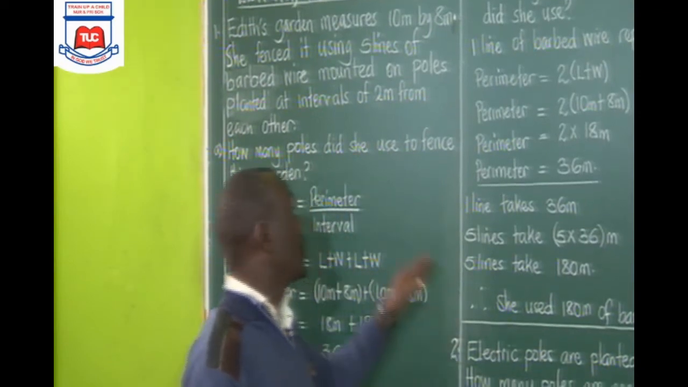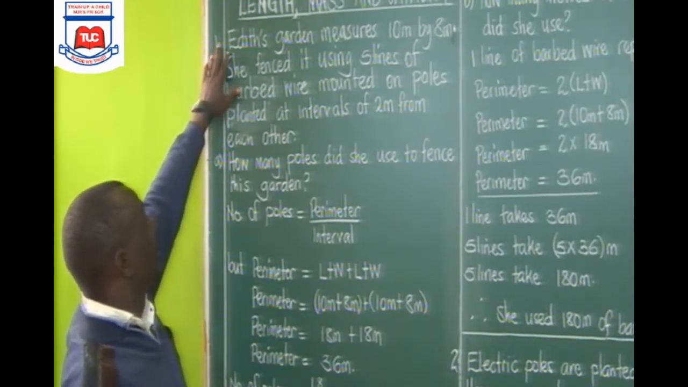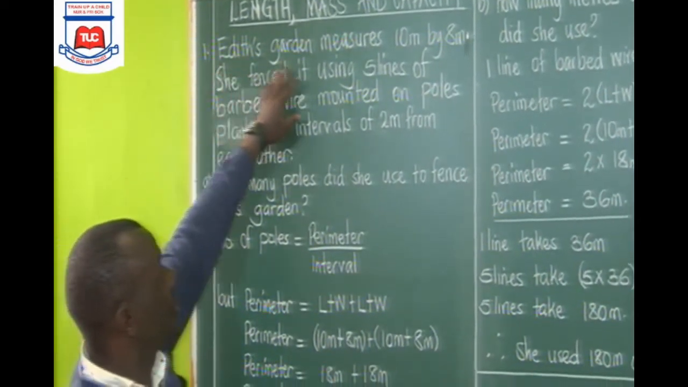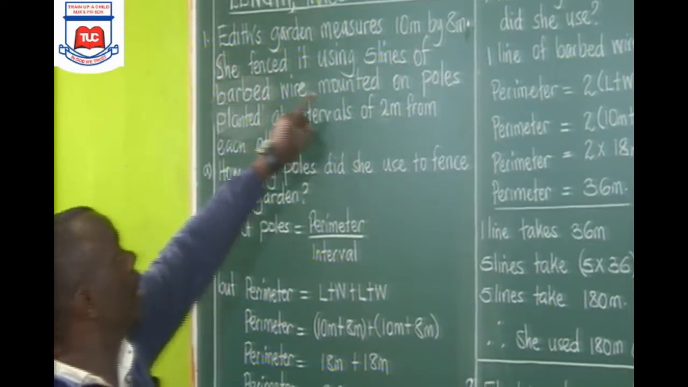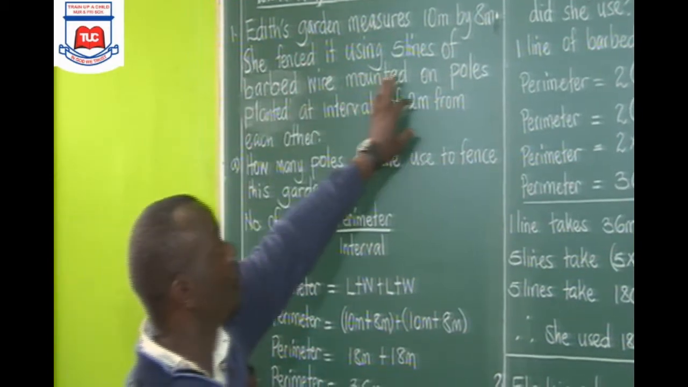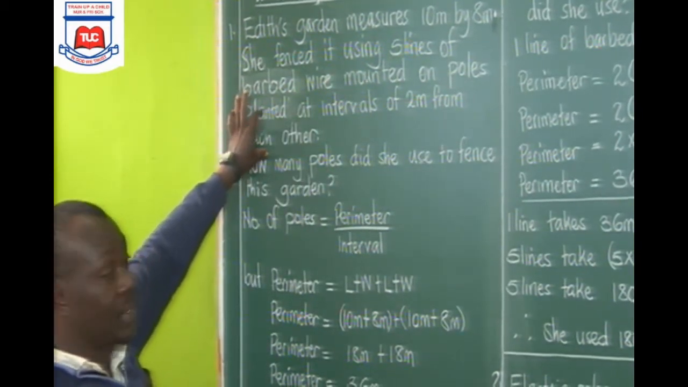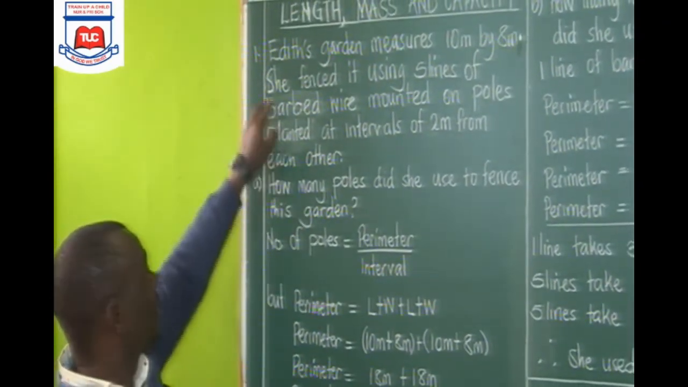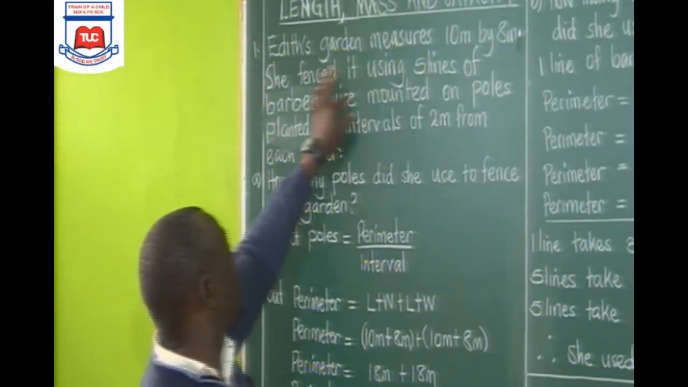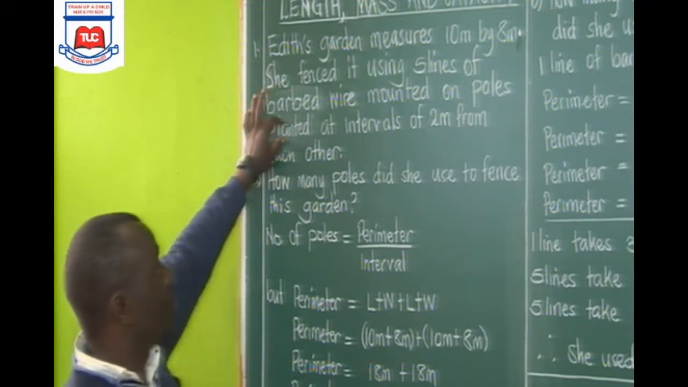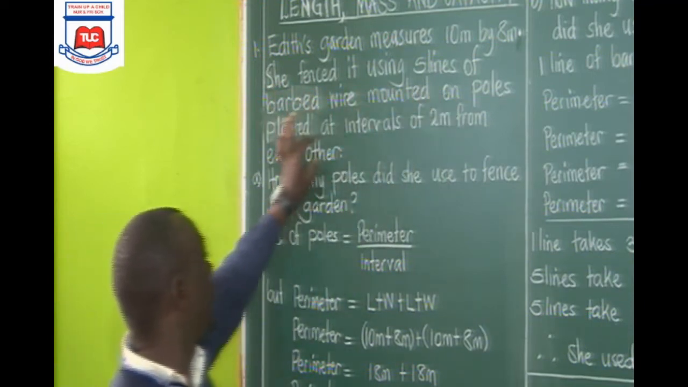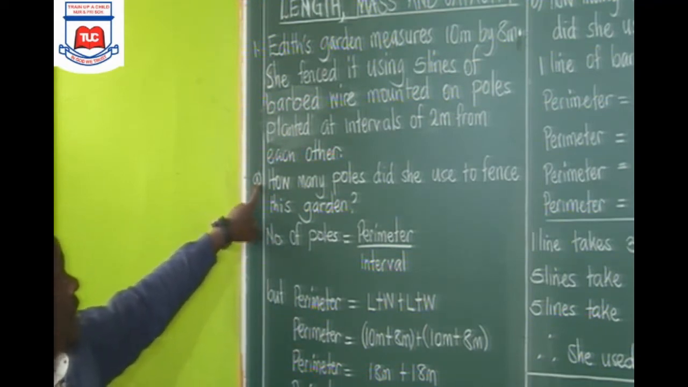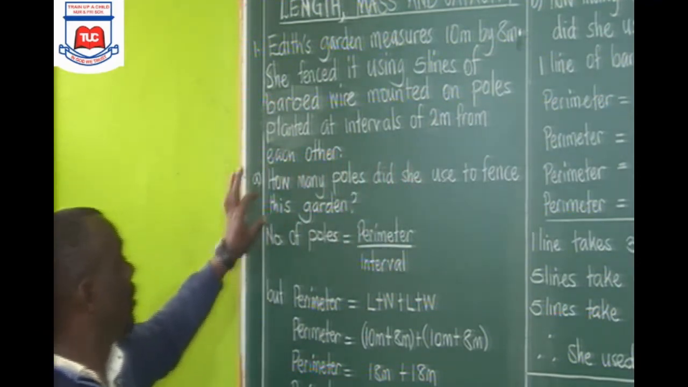So the example number 1 today reads, Edith's garden measures 10 meters by 8 meters. She fenced it using 5 lines of barbed wire mounted on poles planted at intervals of 2 meters from each other. To read again, Edith's garden measures 10 meters by 8 meters. She fenced it using 5 lines of barbed wire mounted on poles planted at intervals of 2 meters from each other. Then part A of number 1 reads, how many poles did she use to fence this garden?